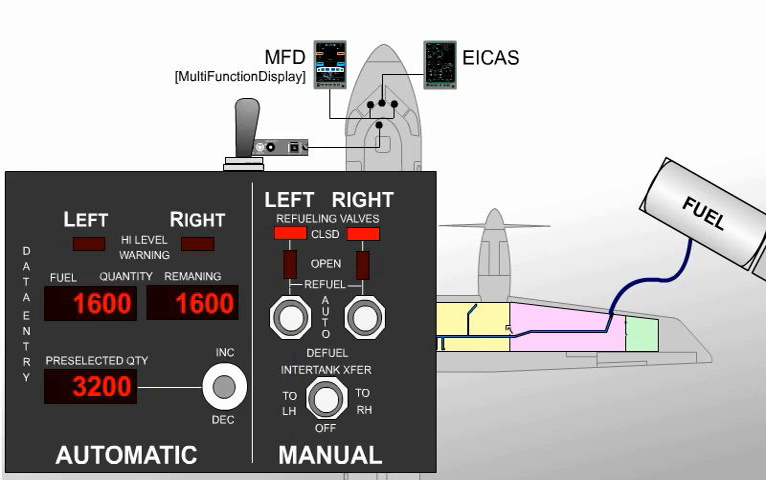The automatic pressure refueling is terminated when the pre-selected fuel quantity is reached, and the fuel quantity remaining displays for each tank, to show that the fuel is correctly divided between the left and the right-hand wing tank groups.